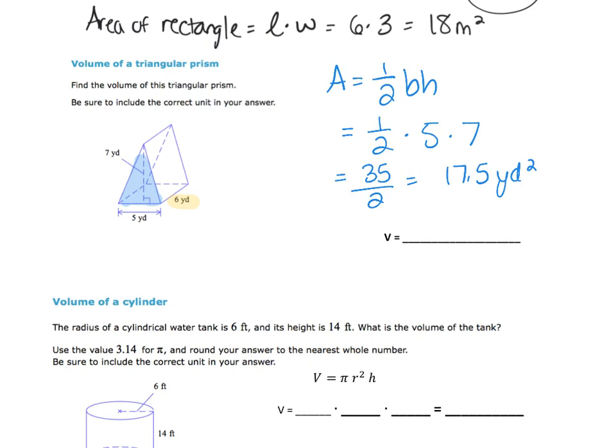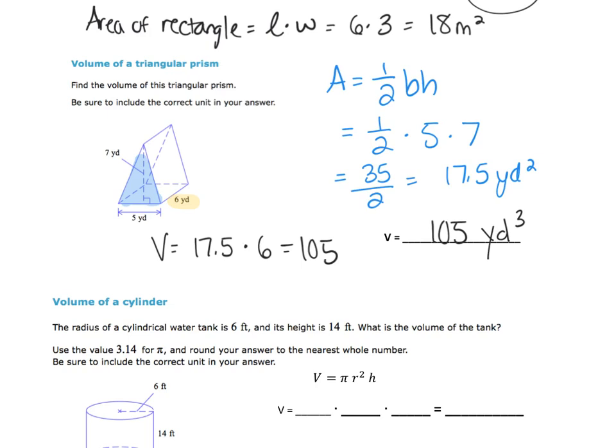So when we go to find the volume, remember, we're going to plug that into our equation. The volume is equal to 17.5 times the height, which is 6. And then you get 105 as our volume of the triangular prism. So 105, and remember, they're talking about yards here, so we're just going to put it to the 3rd power, cubed. When we're talking about volume, we always make the units cubed.